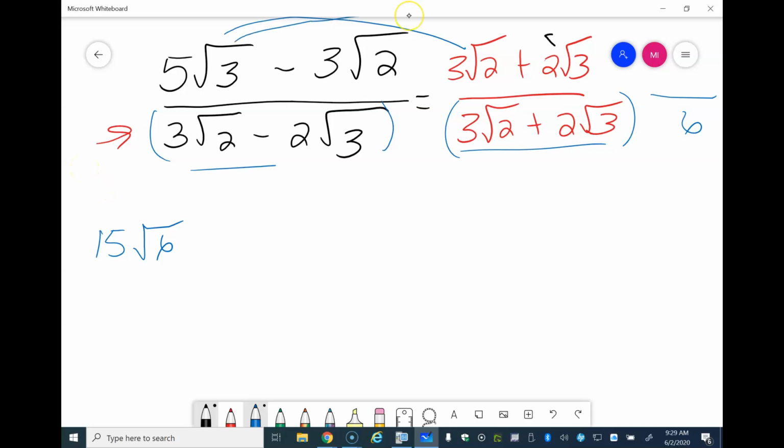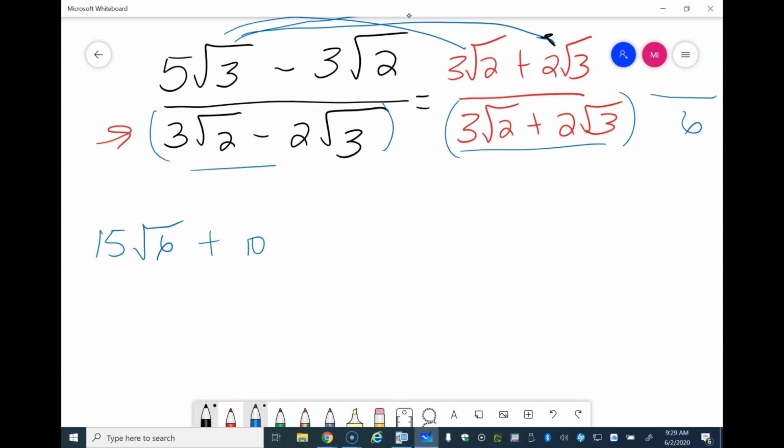So next one, my pen keeps changing on me. So next one here, we're going to have the 5 times the 2 gives us 10, and it's going to be a plus sign.